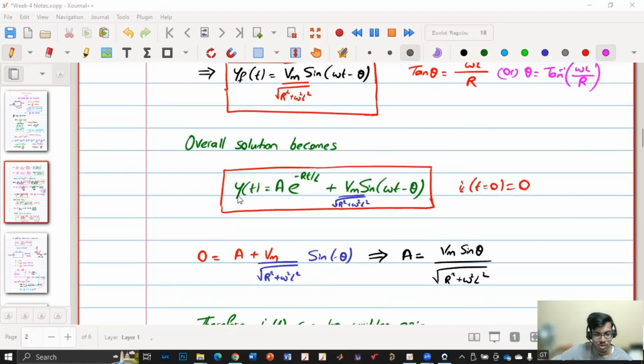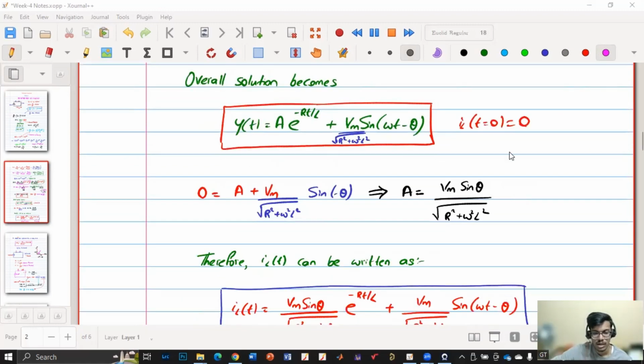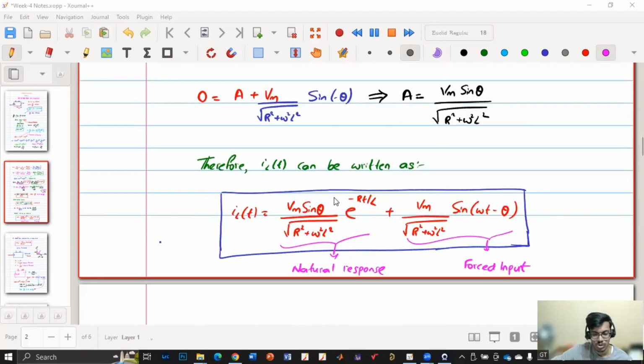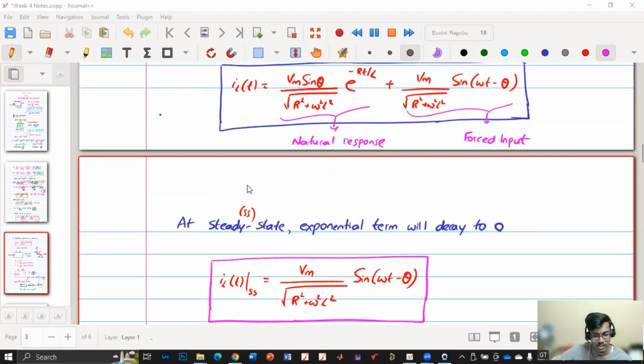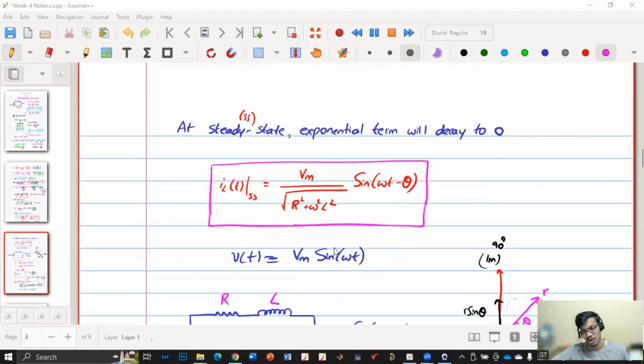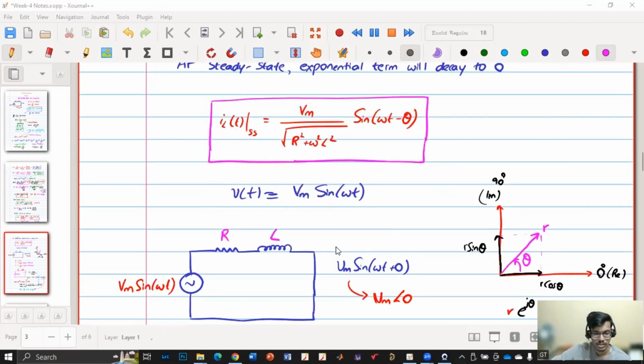Now the overall solution becomes like this, and to solve for A, we considered the initial condition. This is my overall solution, but I'm only interested in the steady state, when this exponential term has fully decayed out. So at steady state, this is my solution for this input. But this process is lengthy, so there is also another method proposed by scientists.